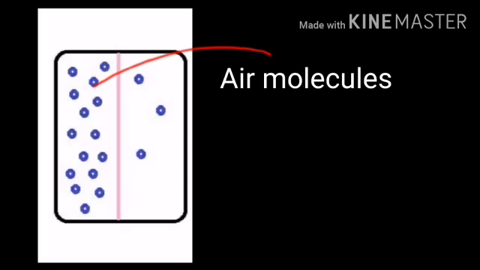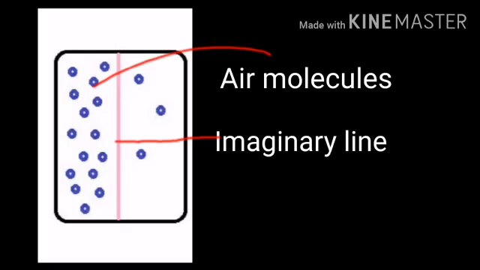Let's say that I have this container, and inside this container, I have some air molecules. Now, the air molecules are all going to have different velocities. They are all going to be bumping around in different ways. So, this line here is an imaginary line and it has no structural significance. I am just using it to divide the container to visualize the left and right hand sides.